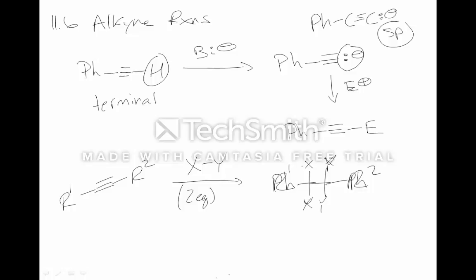So let's introduce our pinwheel, okay? And these are a little harder to follow. You're going to have to do the mechanisms, but some of them are less obvious, okay? So let's show an example of an ethyl group attached to an alkyne. We've got a terminal alkyne. And we're going to do hydrohalogenation, HX, two equivalents. What do two equivalents give you? You're going to get a dihalide.